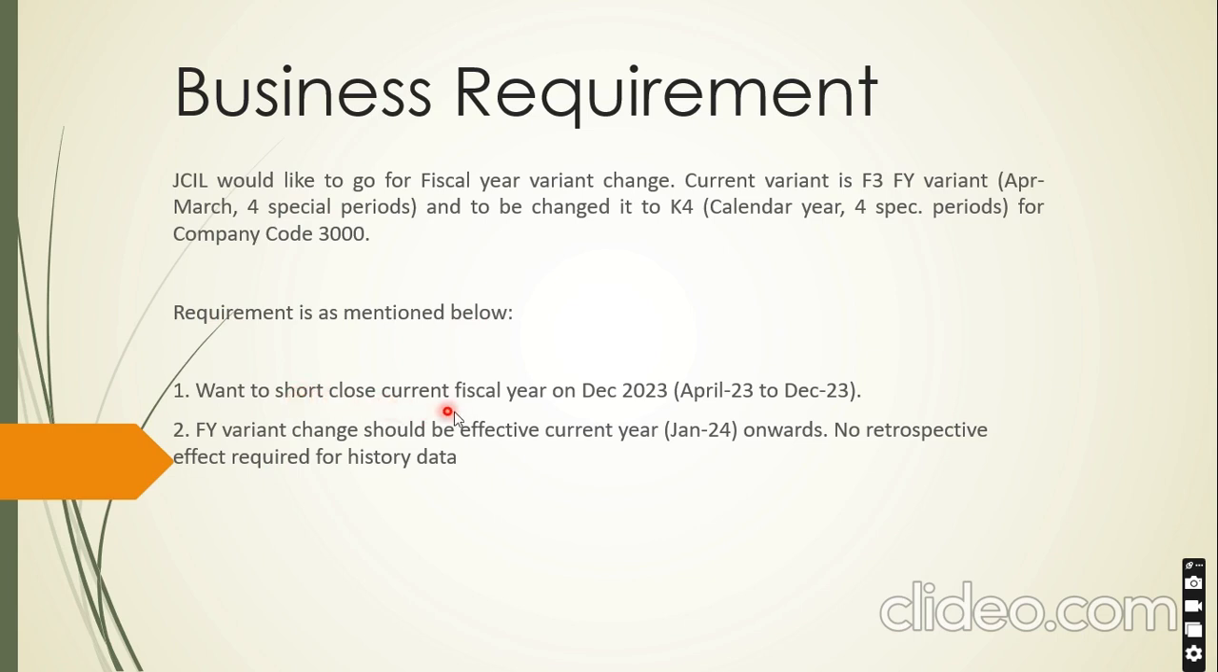We want to short close the current fiscal year, December 2023, April to December. We need to perform the configuration changes for this in the SAP system, then set it to the shortened fiscal year. The fiscal year variant change should be effective from January 24 onwards. That means after the changes, the short-closed fiscal year ends and the new fiscal year variant comes into the picture. That is calendar year K4, from January 24 onwards.